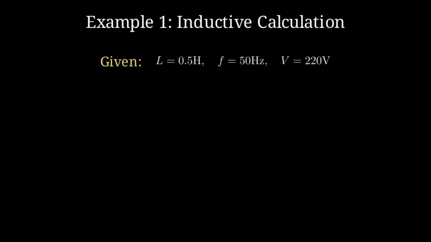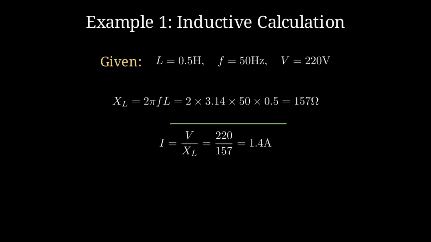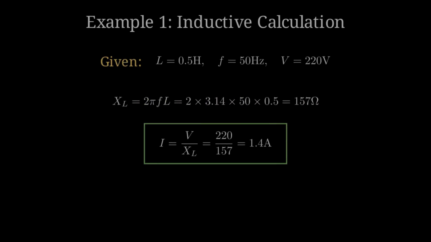Let's solve a problem. If we have a half-Henry inductor connected to a 220-volt, 50 Hz source, we first calculate the reactance. Multiplying 2π, frequency, and inductance gives 157 ohms. Dividing voltage by reactance reveals a current of 1.4 amps.